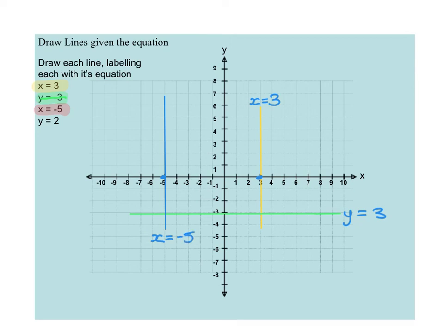And the last line that I've got there is y equals 2. Again, choosing the wrong pen. Y equals 2. Okay, so that one there, it's crossing over the y-axis at 2. Y equals 2. So remember, the ones that start with an x are going to cross over the x-axis. The ones that start with a y are going to cross over the y-axis.